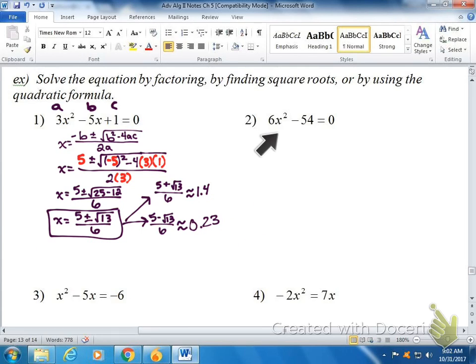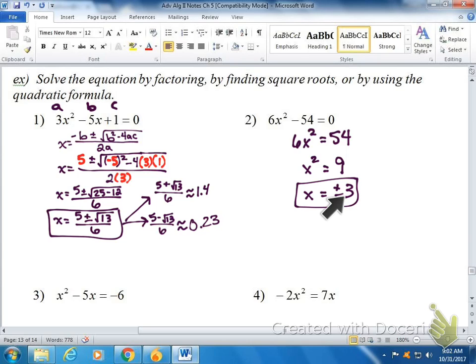In this next one, because I only have an x squared term, I'm probably going to try the square root method, where I'm going to isolate the x squared term and then take the square root but include the plus or minus. So add 54 to the other side, divide by 6, and then take the square root. So x is equal to plus or minus 3. So we have two x-intercepts at 3 and at negative 3.